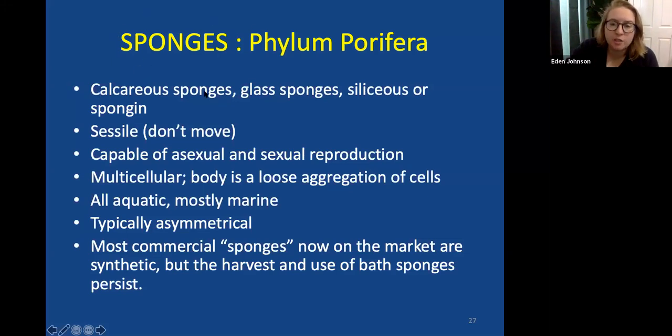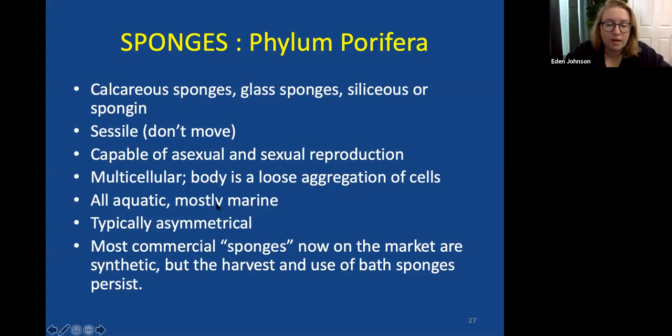You have calcareous sponges, glass sponges, siliceous. Basically, you have different types of sponges that are made from mostly calcium, mostly silica, et cetera. Now, these organisms are sessile, they do not move, and are capable of asexual and sexual reproduction. A huge thing, if you'll remember, about sponges is that they have no true tissues, okay? Multicellular, their body is a loose aggregation of cells, but because they have no true tissues, these cells do not have specialized functions that function together, okay?